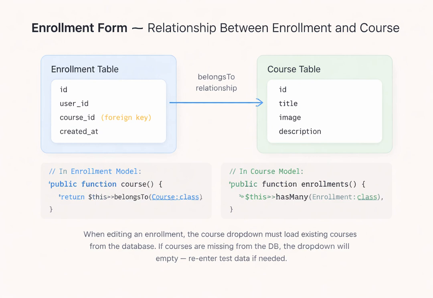When you're building the edit form for an enrollment, the course dropdown needs to load all available courses from the database. If that dropdown appears empty, it usually means either the relationship method is broken, missing a return statement, for example, or the course records themselves were accidentally deleted from the database during testing. In that case, simply re-enter some test course data, and the dropdown will populate correctly.